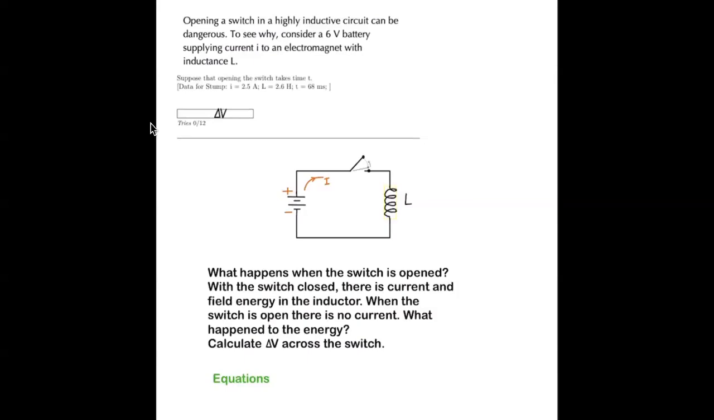Opening a switch in a highly inductive circuit can be dangerous. To see why, consider a 6-volt battery. So here's the 6 volts, supplying current to an electromagnet that has a large self-inductance. So there'll be, in this case, a direct current I and a constant magnetic field, as long as the switch is closed. But when the switch is opened, there can't be any more current, because the current can only flow in a closed loop.